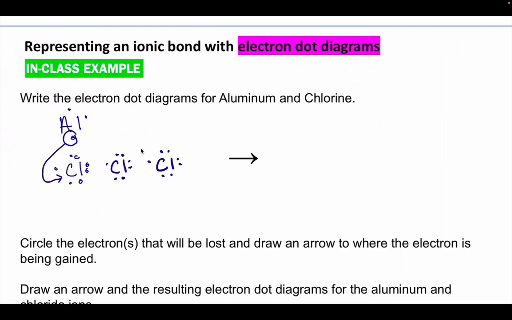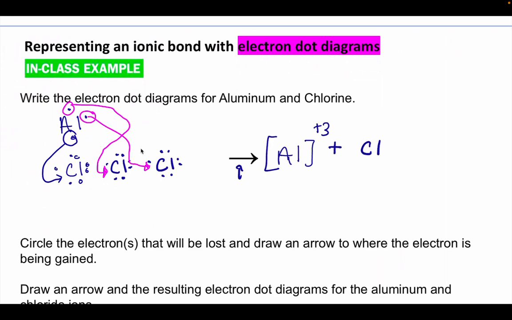So now I'm going to grab a different color. And that electron might go here. This electron is going to go here. So then what do we get once all that's done? We're going to get an aluminum ion. I'm going to put it in brackets, I guess, because that's what it becomes. And then we're going to get 3 of the chlorides, and they have all 8 electrons now. And they're -1.